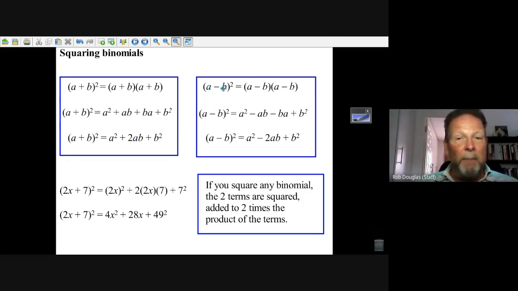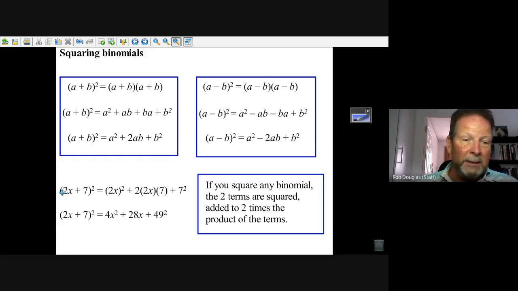And if you have a minus b squared, you do the same FOIL thing, and you have minus 2 times the two terms multiplied together in the middle. Always the first thing squared and the last thing squared. So you don't have to do FOIL. You don't have to multiply each thing out. You can write your answer out.